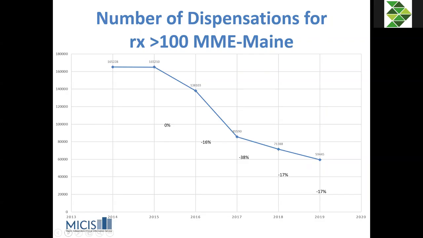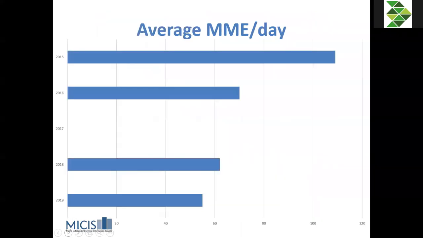And so that would be an estimated amount by the end of the year. But if things are decreasing, then that actual number might be lower by the end of the year. But I wanted to compare apples to apples. And then the average MMEs on these high-dose prescriptions have come down in that same timeline.